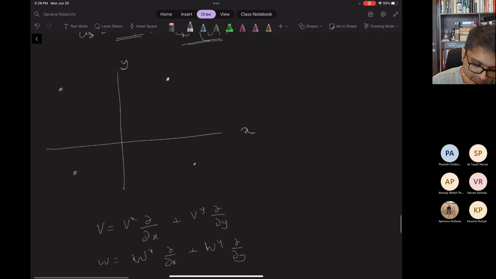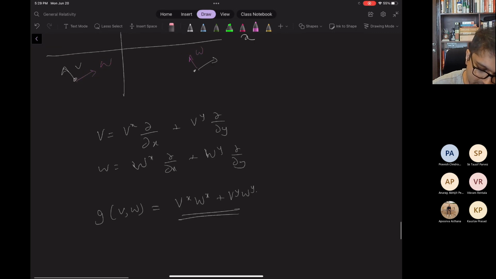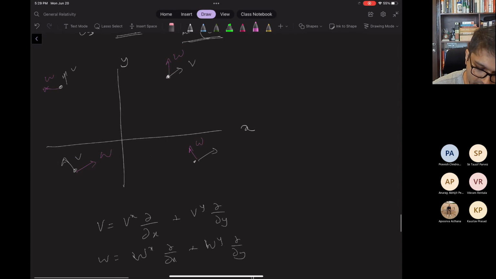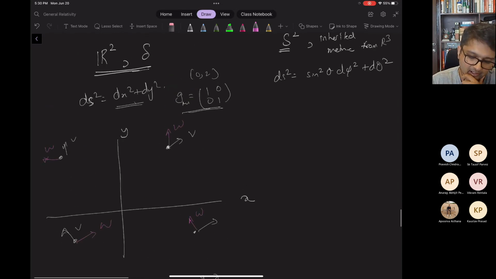The vector field V can be anything, and the vector field W can be anything, as long as it's smooth. This prescription takes two vector fields, takes the dot product, and gives me a real number, which is the dot product at every point on the manifold. Or in other words, G takes in two vectors as input and gives me a smooth function on the manifold.